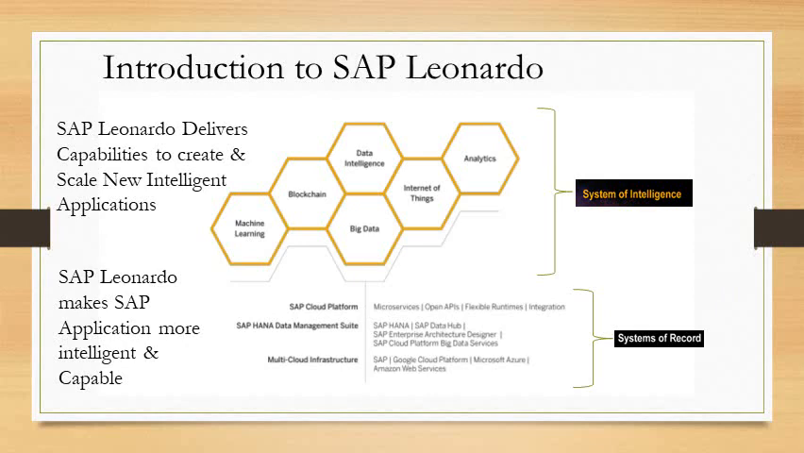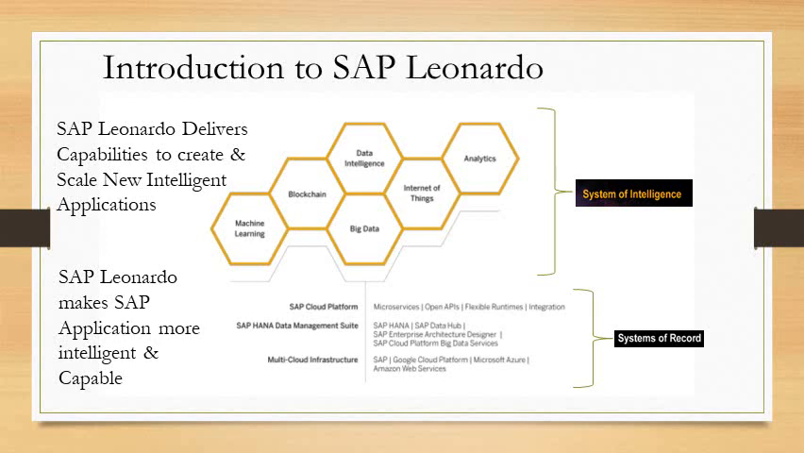Now, these are the two areas in which SAP Leonardo has been segregated. One is called System of Intelligence, another one is called System of Records. So system of intelligence is nothing but all your emerging technologies embedded into SAP Leonardo. SAP Leonardo delivers capabilities to create and scale new intelligent applications.